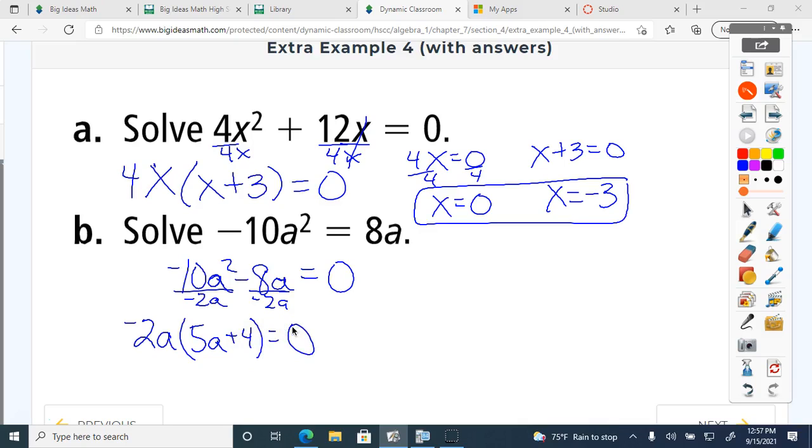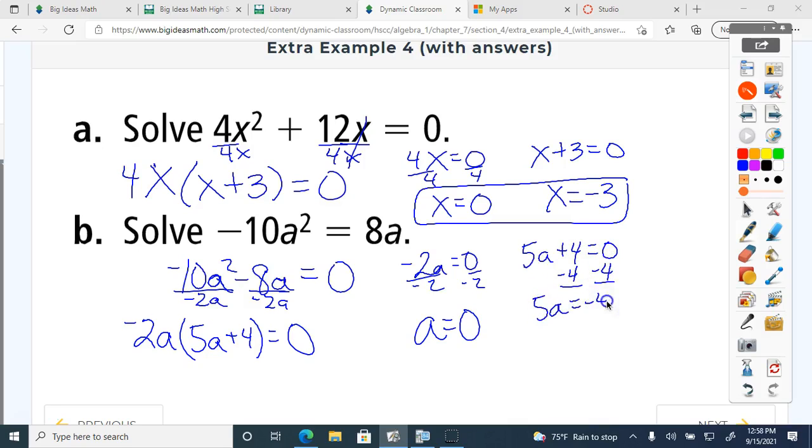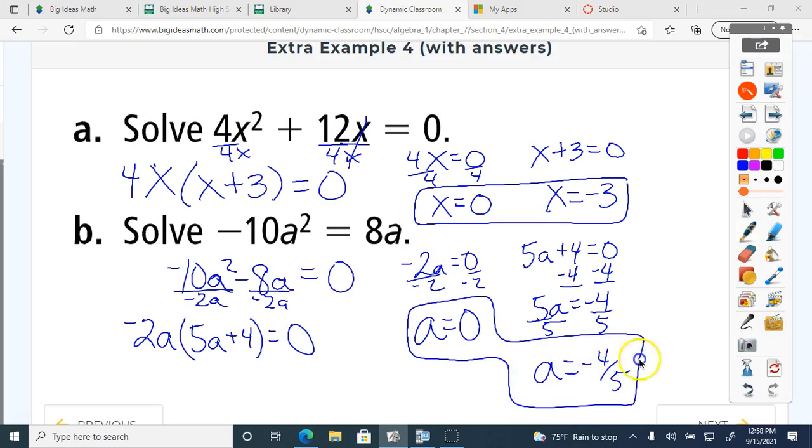Everybody with me? And now you just set both of those equal to what? 0. So negative 2a equals 0. You're going to divide by negative 2. So a is 0. And then 5a plus 4 equals 0. Subtract 4, and then divide by 5. A is negative 4 over 5. Okay?